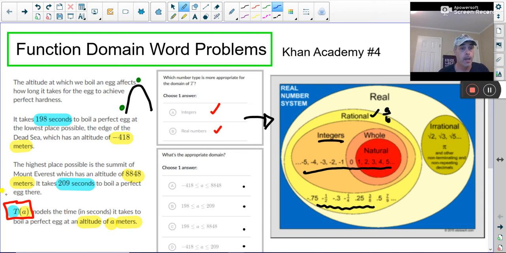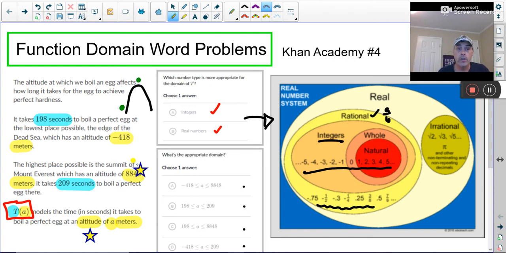Now you know. T of A models the time in seconds it takes to boil a perfect egg at an altitude of A meters. Now, as you do this Khan Academy, you have to be very, very careful. What is the X value? What's the domain? So the domain here is altitude. You'll notice that in this one I highlighted it yellow. T of A means that whatever's inside the parentheses, that's our domain, that's our X value.